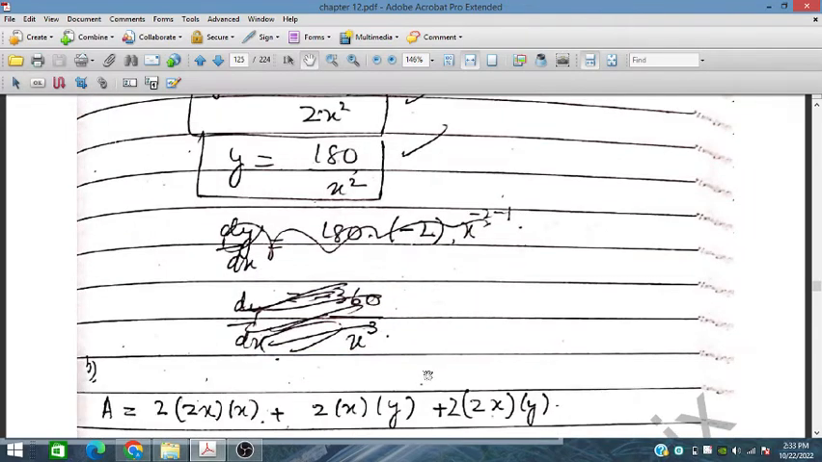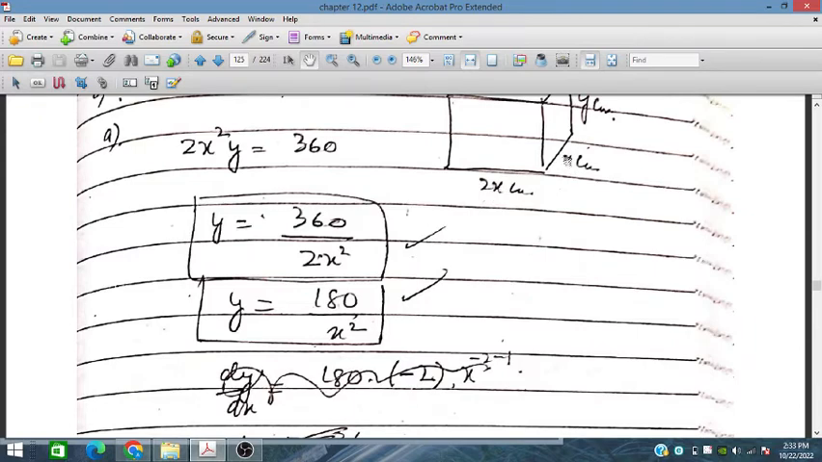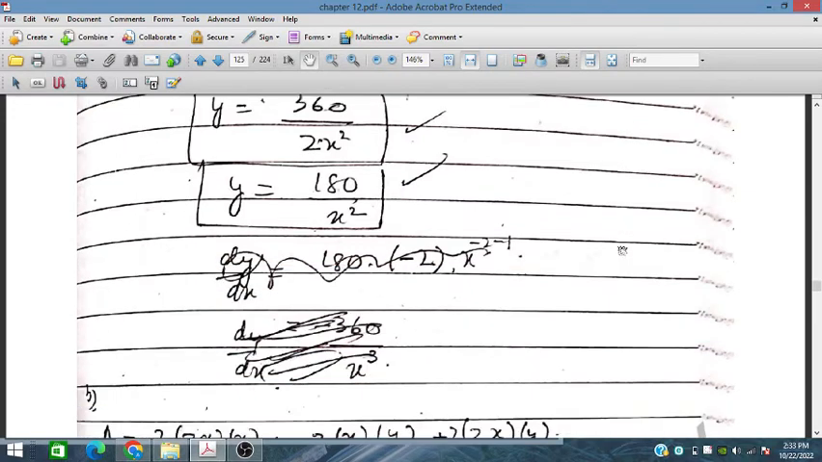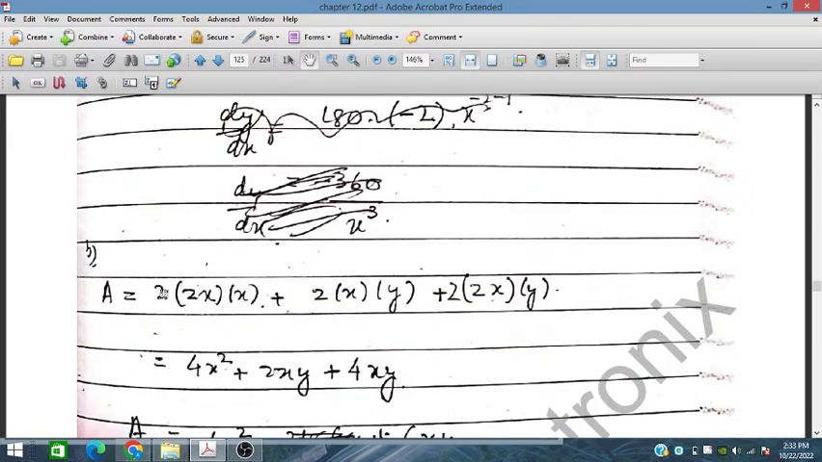Now surface area. This area is the bottom area. Similarly, this is the top area. For this, x and y is the side area. The other side is also x and y. Similarly, for the front, this is 2x and y. This is the front side and the back side as well. So each is multiplied by 2. So this is the area of the bottom and top.